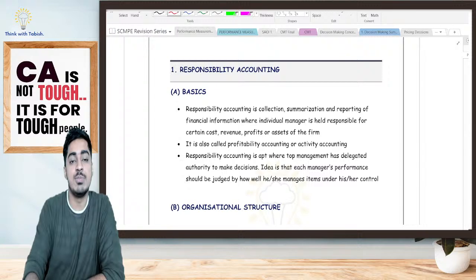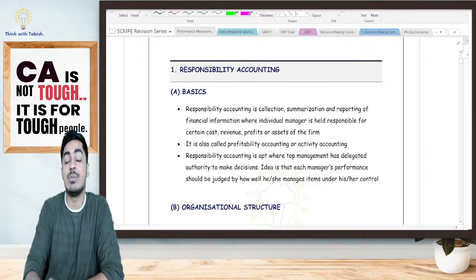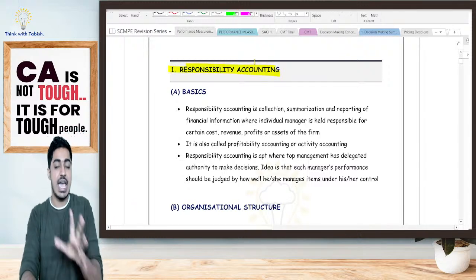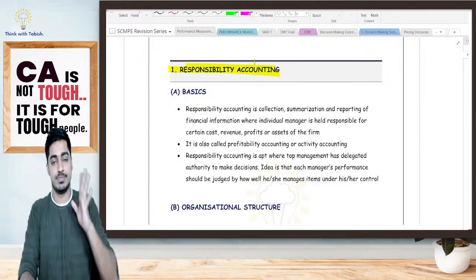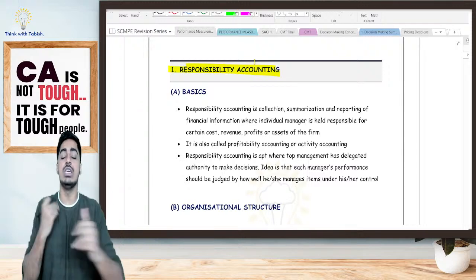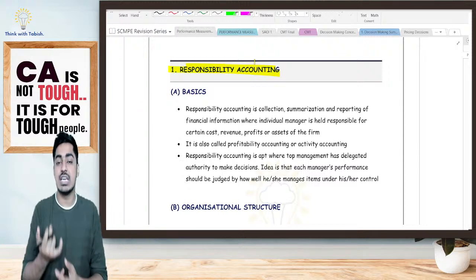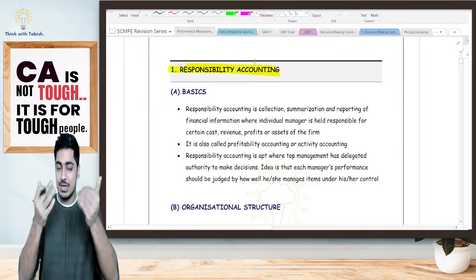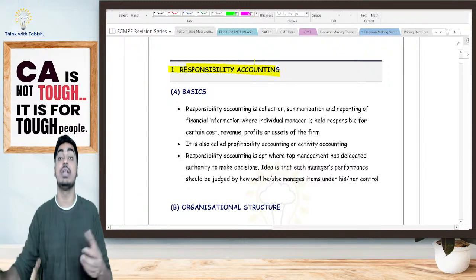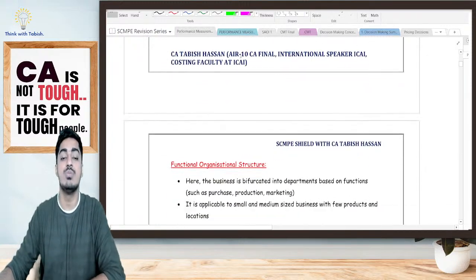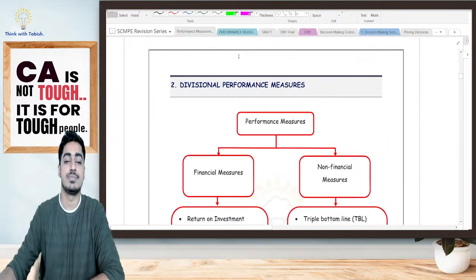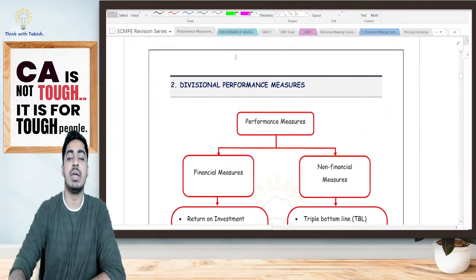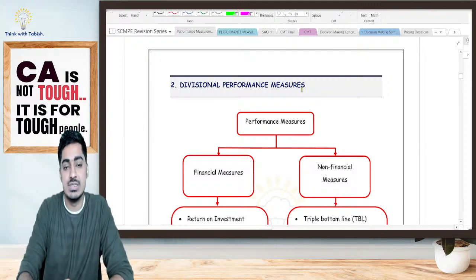Now, responsibility accounting as a concept, we'll come to it later. It is as simple as I am giving responsibility of a particular task or job to one person. So I am accounting to see what all he has done, what all he has accomplished, what all he has missed. That's all. We'll come to it later on, not that important. First, let us directly go towards the most important area from this chapter, my dear students, which is divisional performance measures.